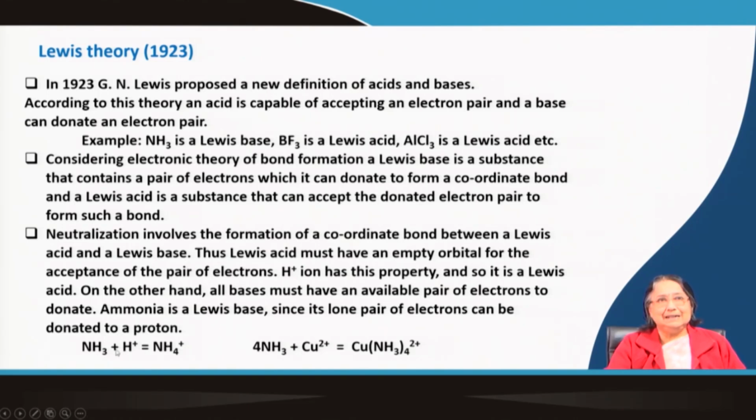Between the Lewis acid and Lewis base, there is the formation of a coordinate bond. Here you can see that ammonia can combine with an H plus proton to form the ammonium ion. This is nothing but coordinate bond formation. In a similar way, the copper 2 plus ion can form a complex with ammonia molecules to form the cuprammine complex, Cu(NH3)4 2 plus. This is also a type of bond formation, and it can be explained very nicely by the Lewis theory.